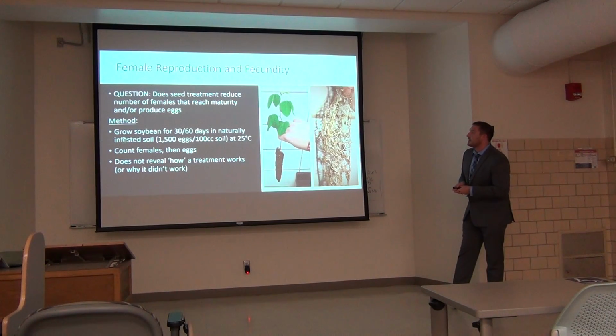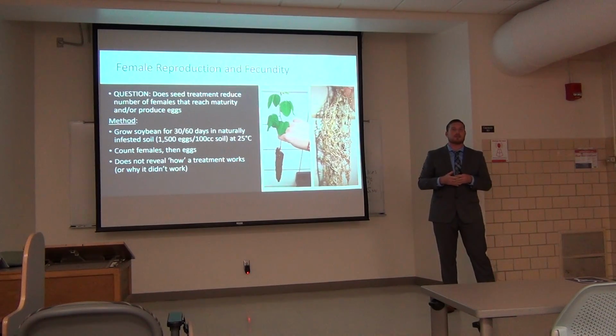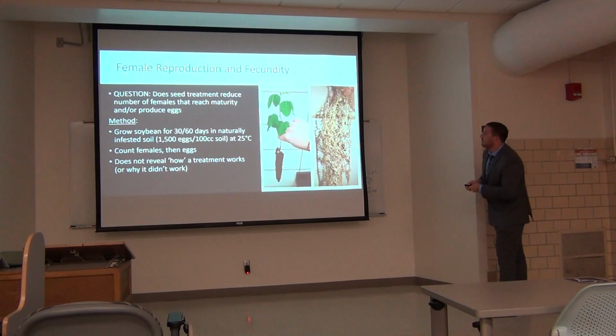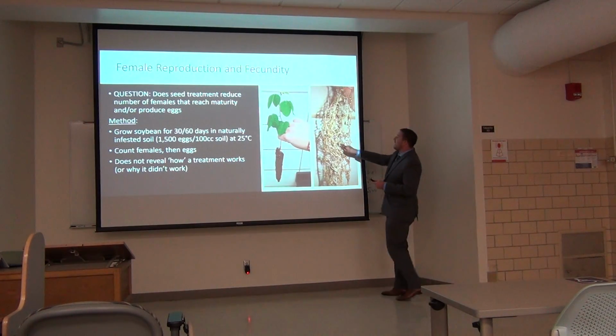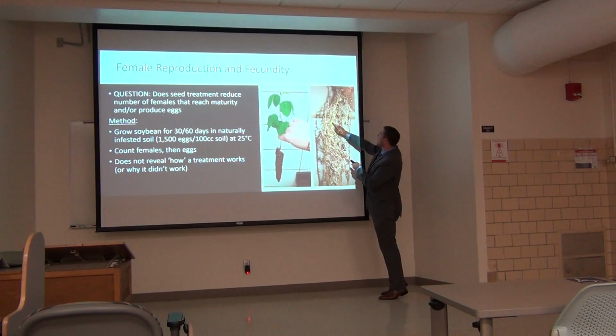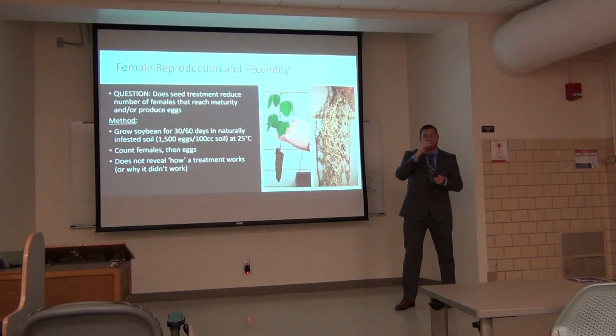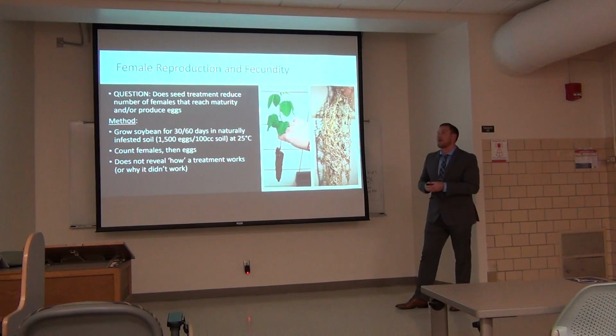Our method that we use here is we grow soybeans for either 30 or 60 days in naturally infested soil. Once we do that, we pull the plants out of the cone, remove the soil, and spray females off of the roots. And that's what the female would look like there. Really hard to see. Spray them off with a high pressure stream of water, and you can count them.